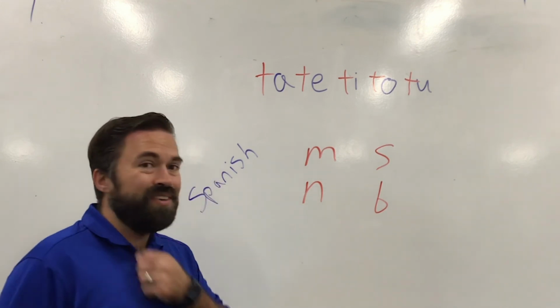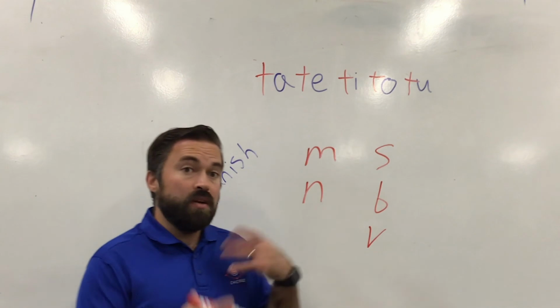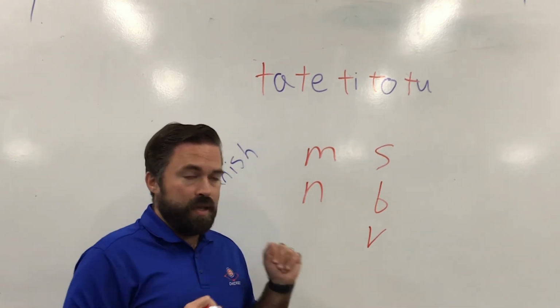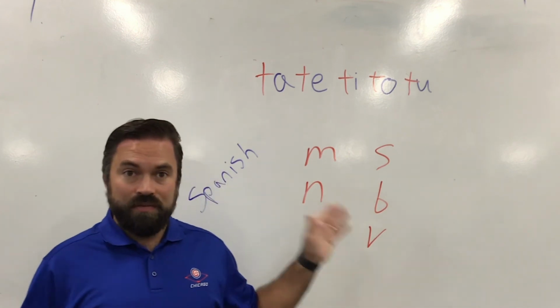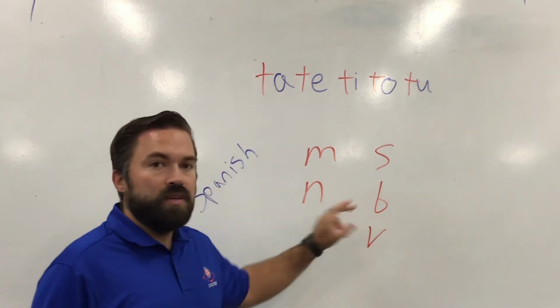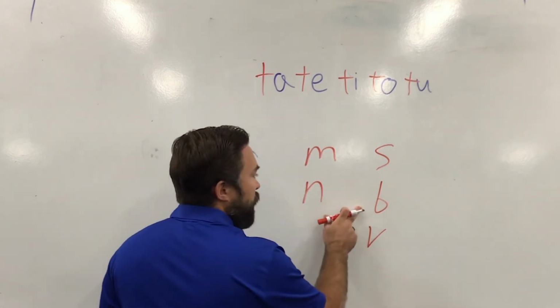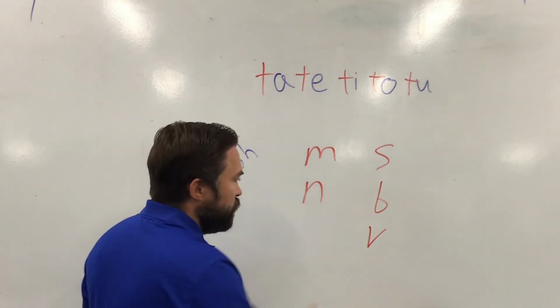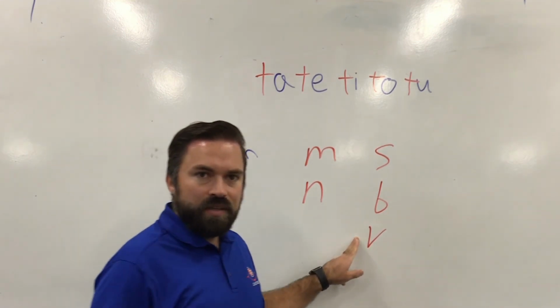In fact, the B and the V in Spanish are very similar. You might even hear a person who speaks Spanish natively but has learned English say the word like very. It is very easy to confuse these because the B and the V are very similar in Spanish. Very similar, you might say. Ba, be, bi, bo, bu. Very slight difference.